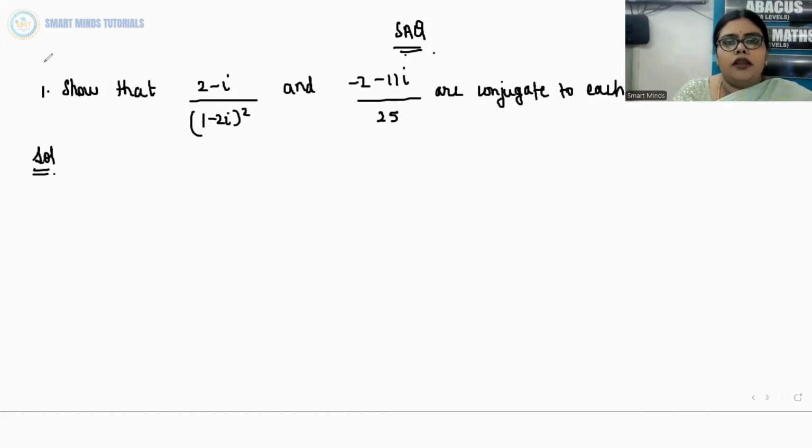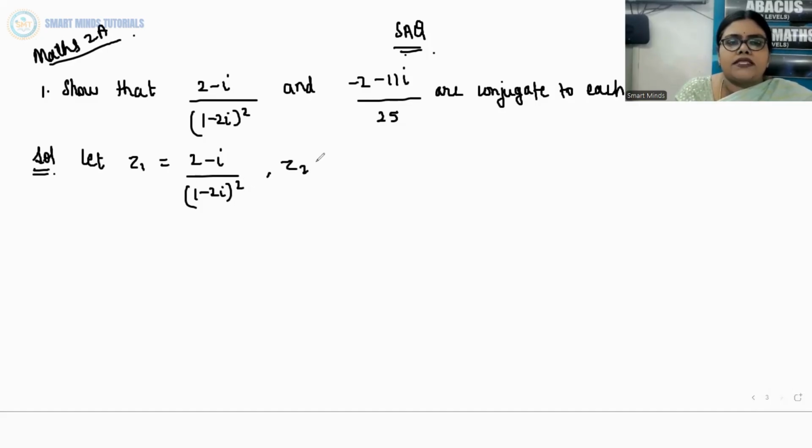So let us do all important SAQs from Maths 2A. The first question is, show that (2 − i)/(1 − 2i) whole square and (−2 − 11i)/25 are conjugate to each other. So let us take Z1 as the first complex number and Z2 as the second complex number.